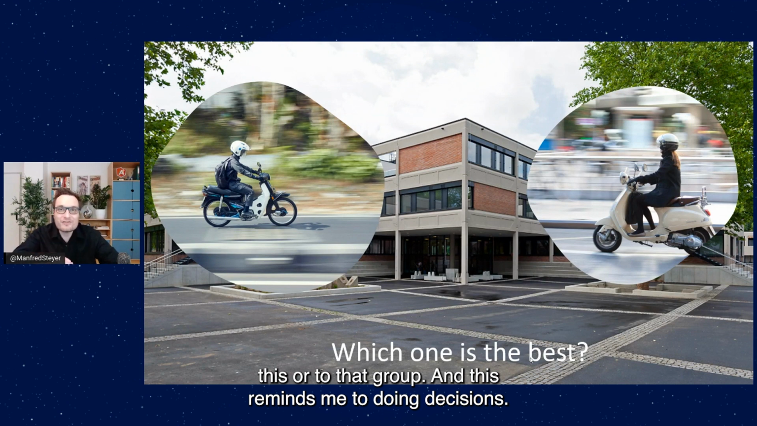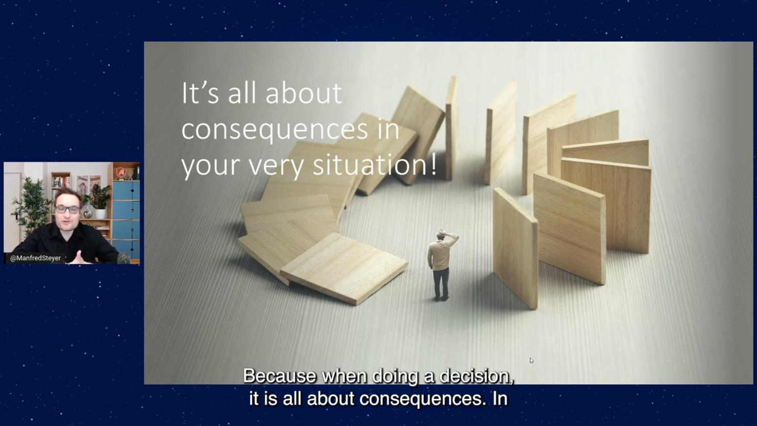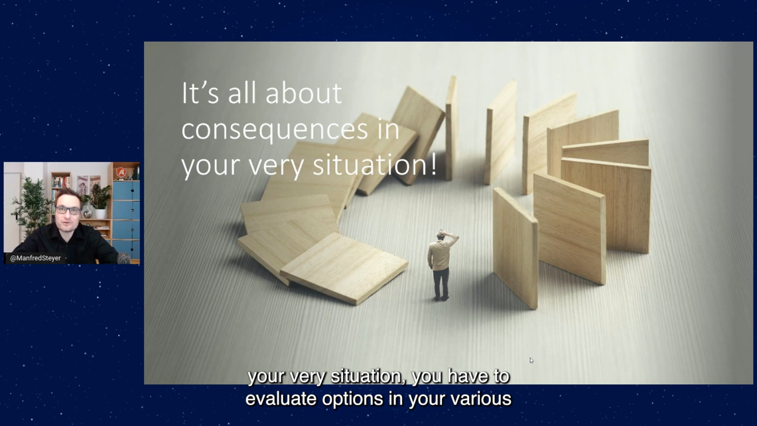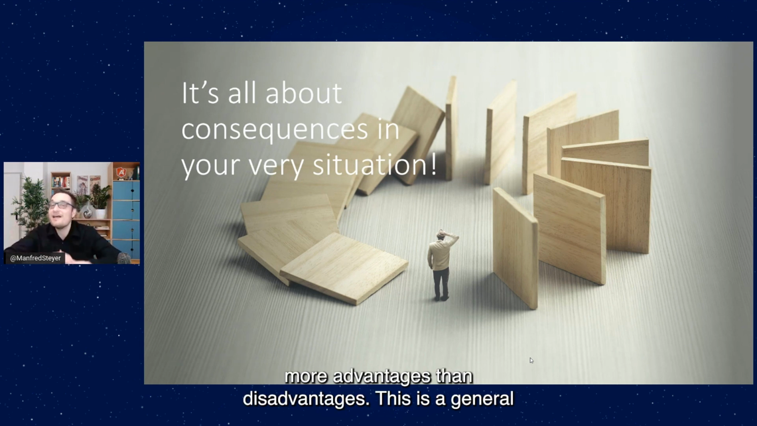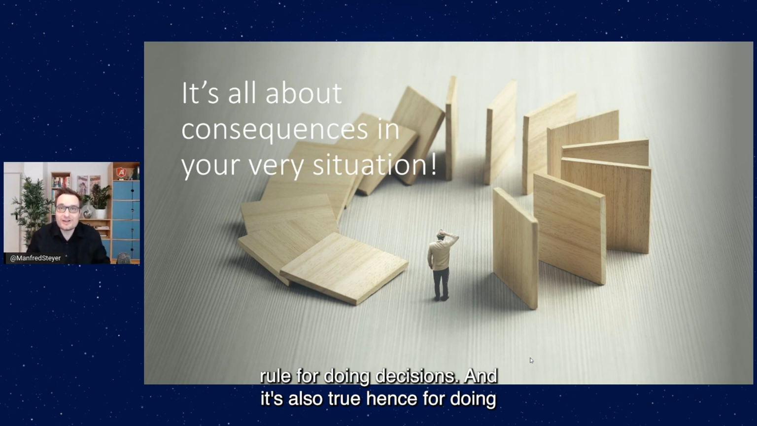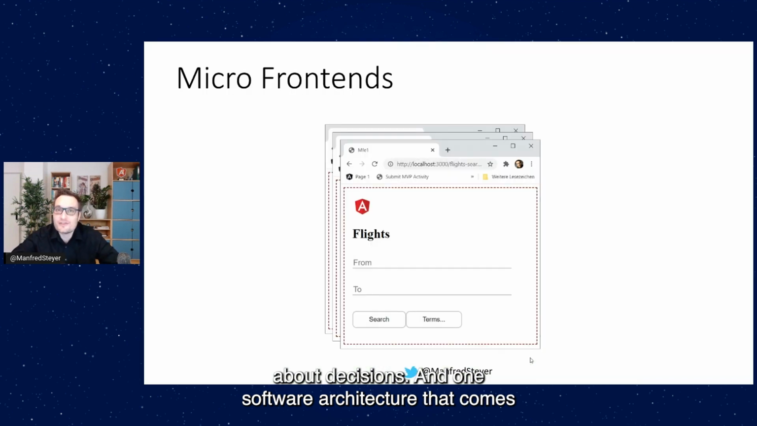And this reminds me of making decisions, because when making a decision, it is all about consequences in your very situation. You have to evaluate options in your very situation, and you have to say, well, this option provides more advantages than disadvantages. This is in general true for making decisions, and it's also true, hence, for designing software architectures, because software architectures are all about decisions, aren't they?